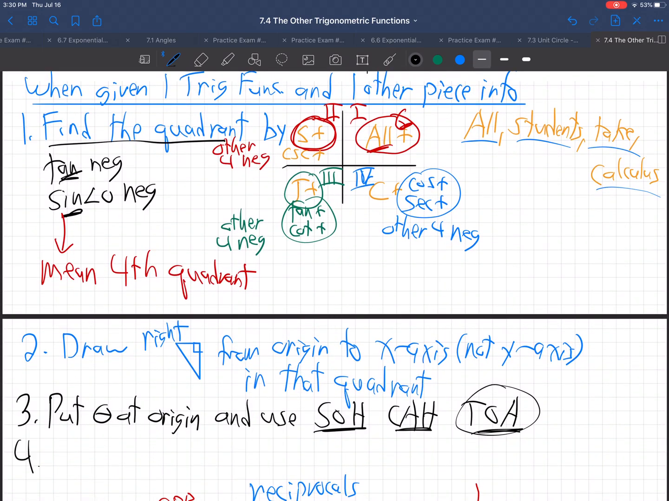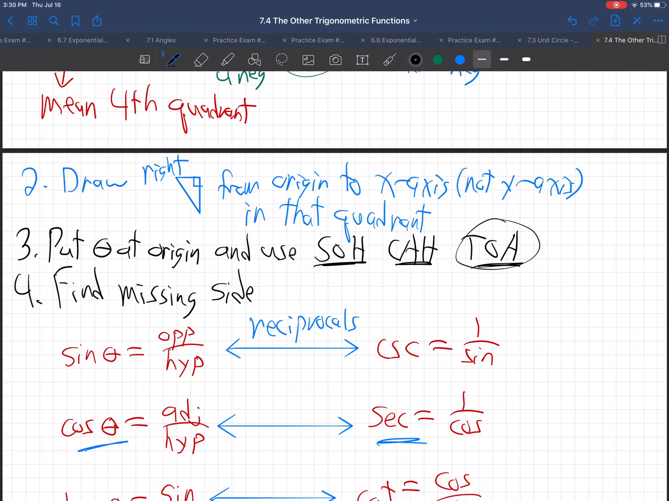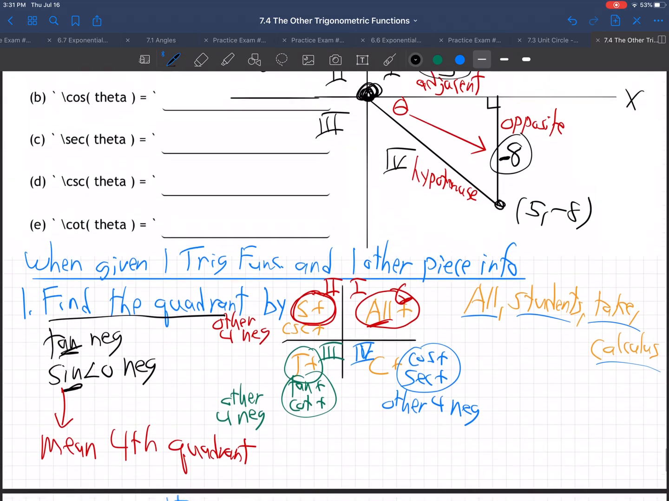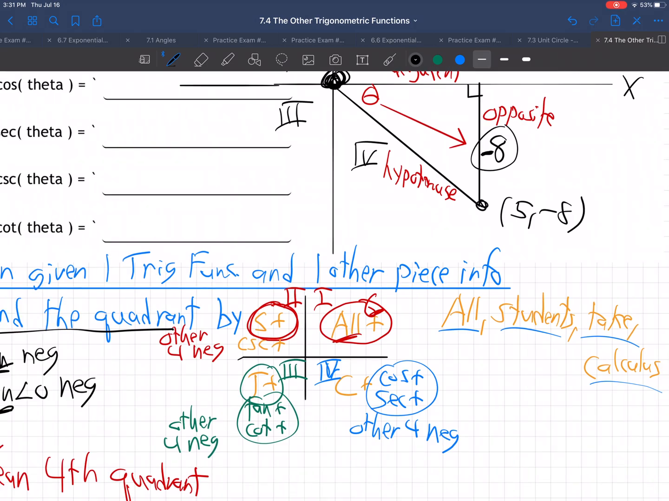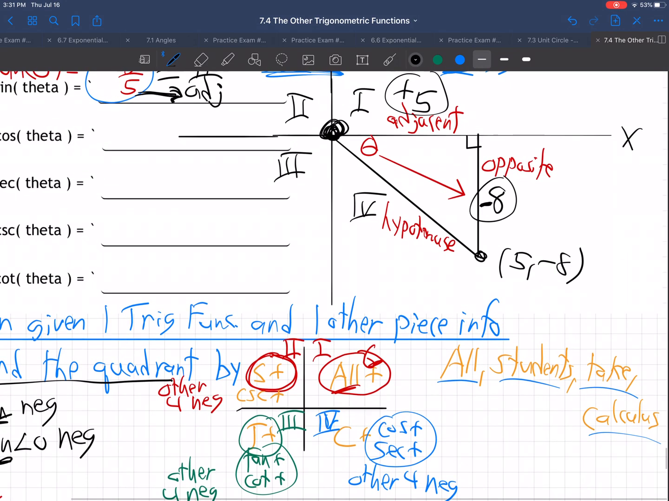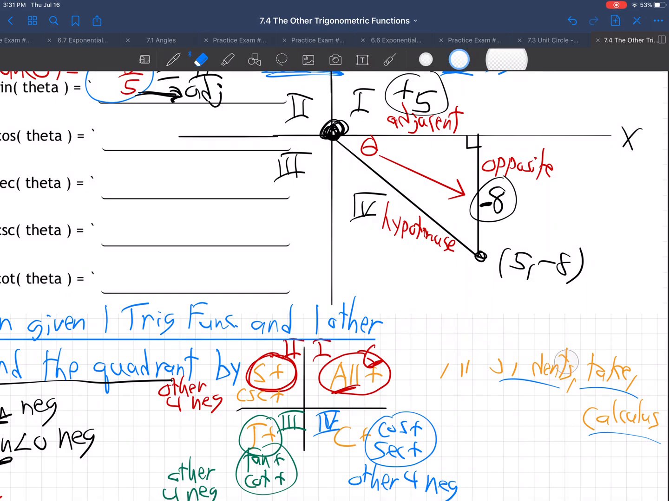Now step 4. Find the missing side by a squared plus b squared is c squared, the Pythagorean theorem. So use the Pythag now to find the missing side. I'm going to need to erase a little bit. Have some room here to do this. Take out the all student stuff. All right, so here we go.